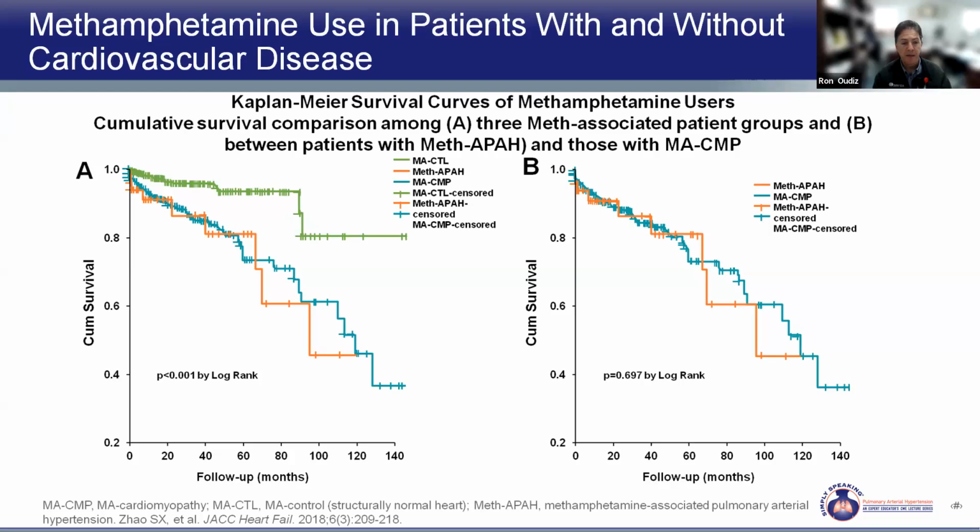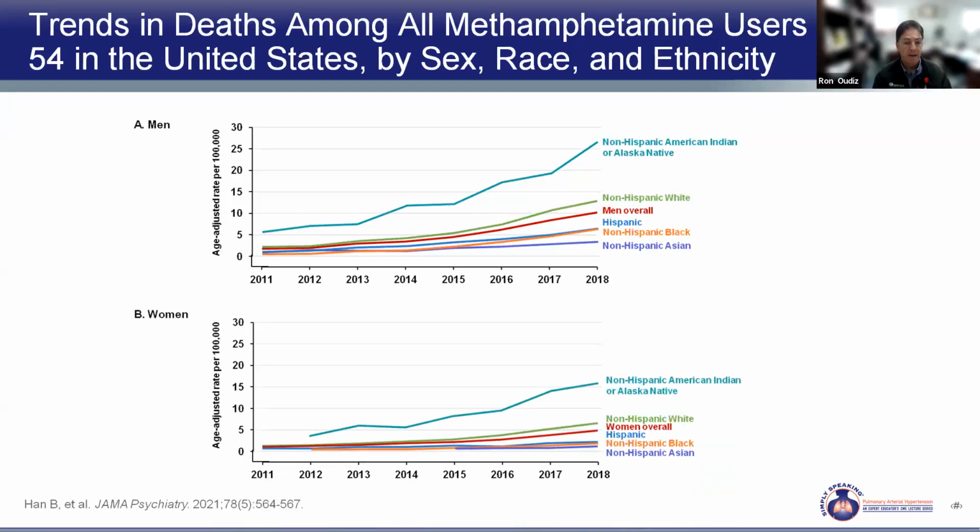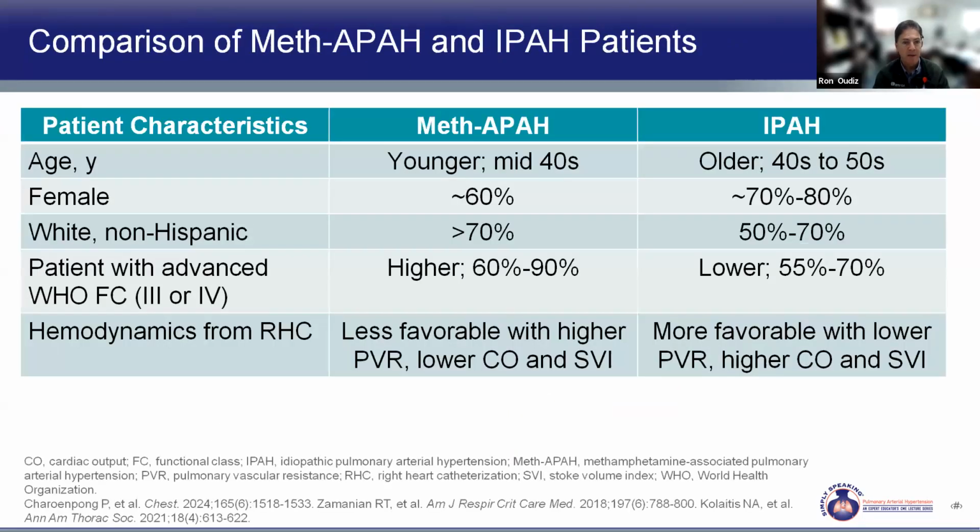And both are uniquely different pathologically. One is the APAH, the RV failure component, and the other is the LV failure component from the meth cardiomyopathy, but both are bad. Men or women, over time, both are seeing an increase in the numbers of deaths from methamphetamine use. So there's that epidemic again that seems to be getting worse.